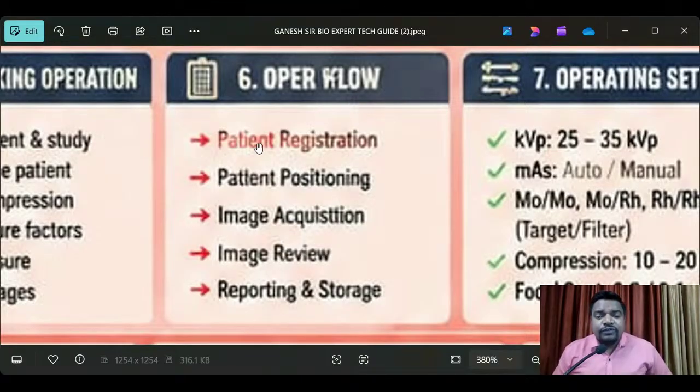Now the operation workflow for mammography: first patient registration, then patient positioning, image acquisition, image review, reporting, and storage. These are the regular activities of the technician. As a biomedical engineer you should know all of these things. It is very useful, and you should behave as a master. I hope it is clear, my dear engineers and students.